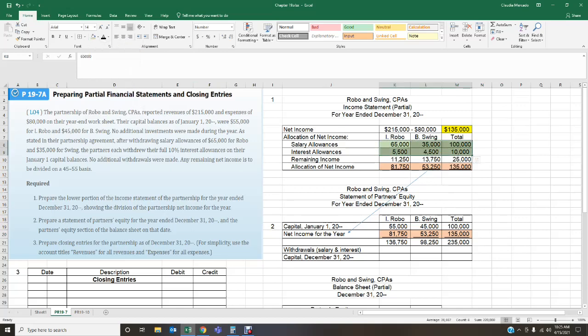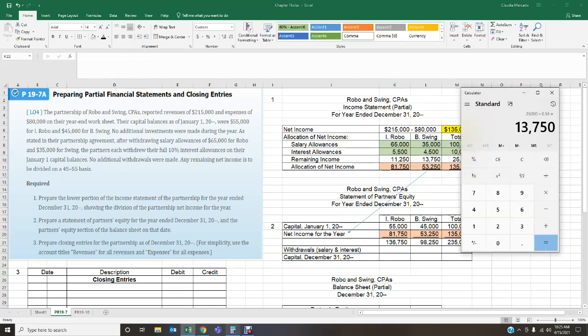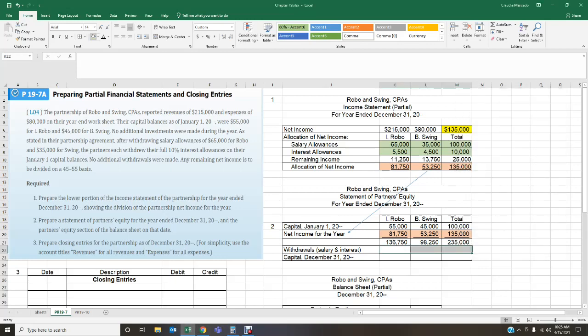Let me highlight these green. So let's look at the withdrawals for Robo. Robo had $65,000 for salary and $5,500 for interest. That gives me $70,500. Let me highlight these green, that way you know that I got those from the top. You add those two numbers on top, these two, and it gives you the $70,500.